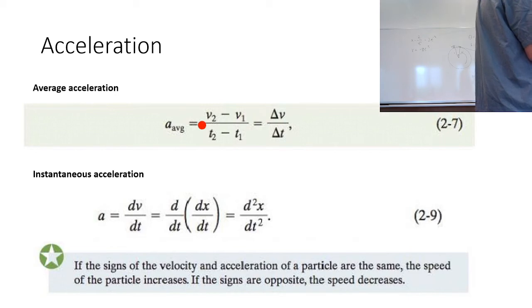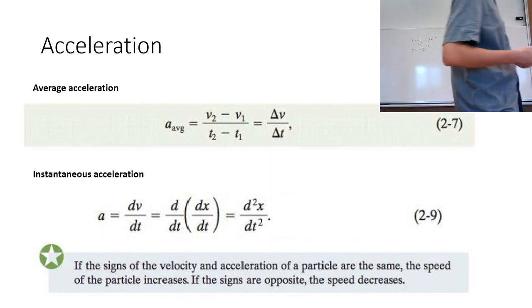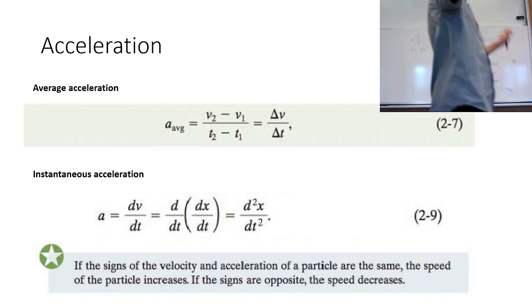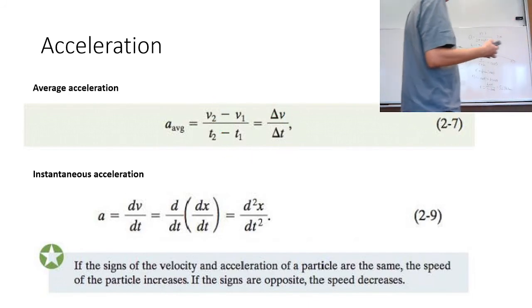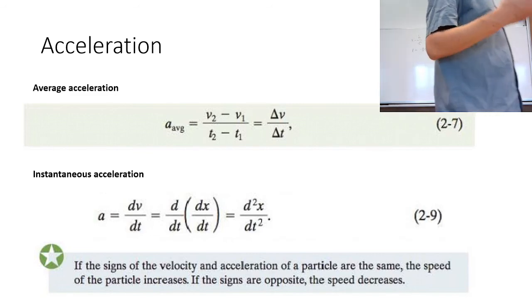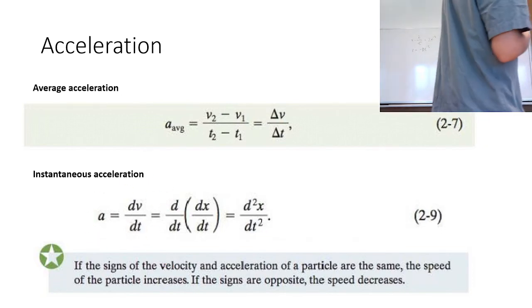In the case of average acceleration, you look at the velocity difference between the start and the end, and divide by the change in time. That's your average acceleration. So the units would be, for example, meters per second squared. Instantaneous acceleration is the second derivative of the position, or again, the derivative of the velocity.